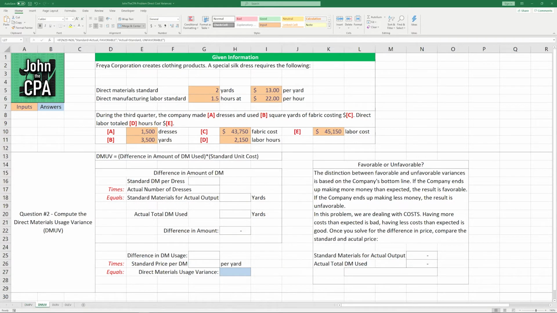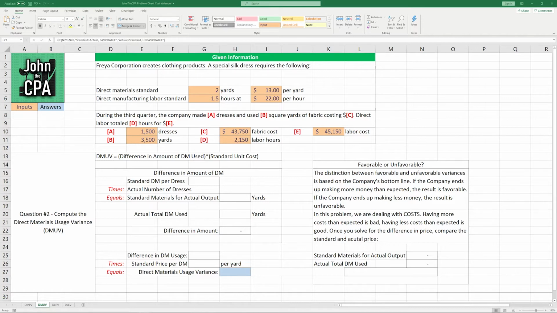All right, let's move on to question number 2 here. Compute the direct materials usage variance. So again, this is going to be the difference, and this time it's going to be a quantity difference, quantity in materials used, times the standard unit cost. So let's get the difference between direct materials usage. In this case, we need to know how much materials we actually used, which is the 3,500 given there, and how many we should have used for that given output.